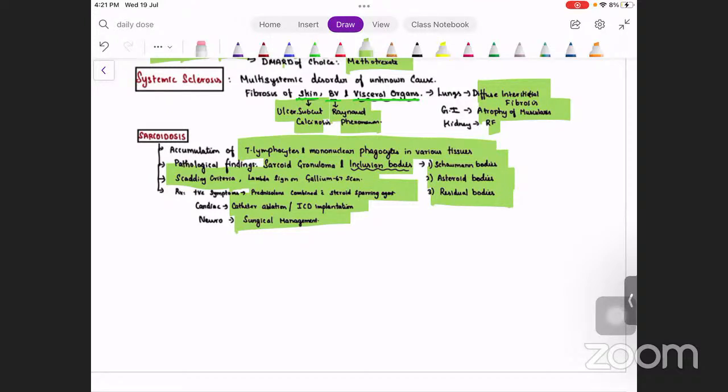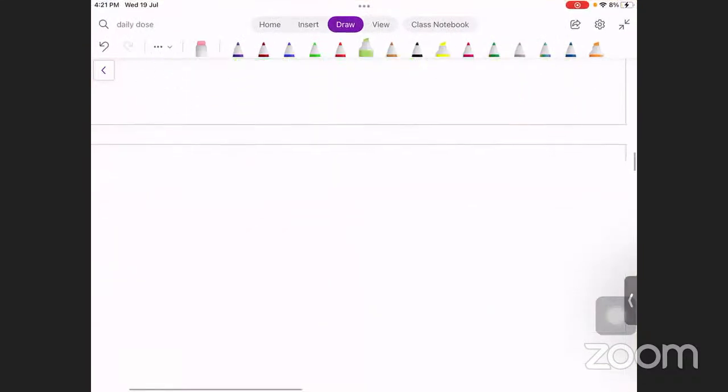Asteroid bodies, Schaumann bodies, and residual bodies are seen in sarcoidosis. Very important. Scadding criteria and lambda sign are also seen in sarcoidosis.